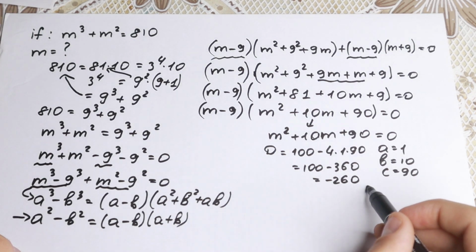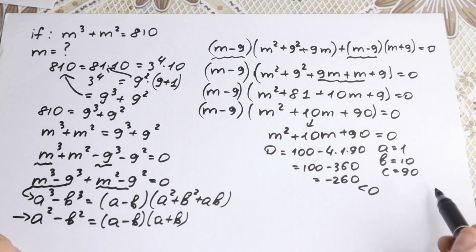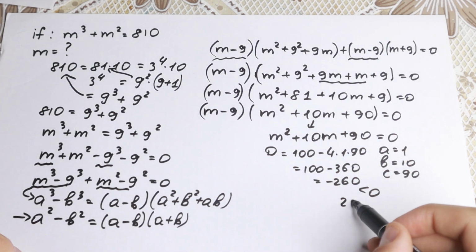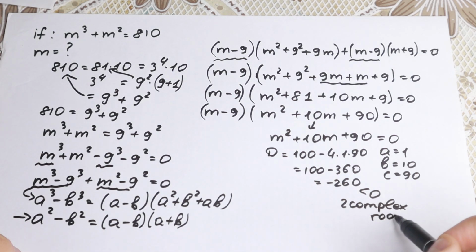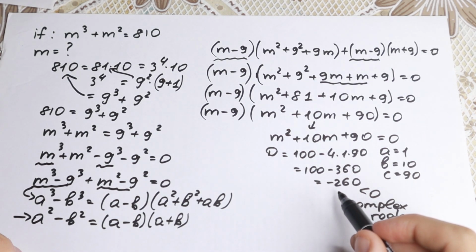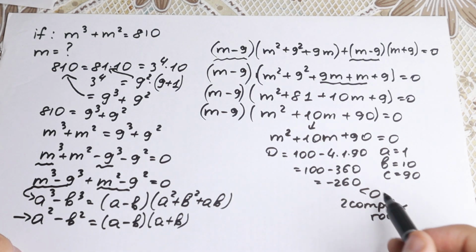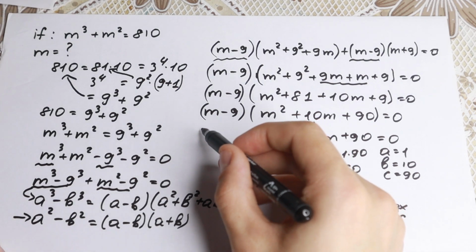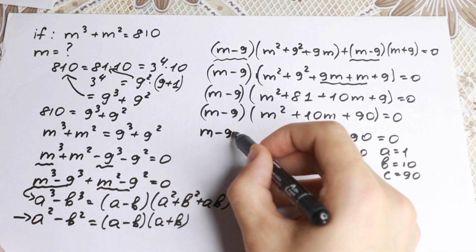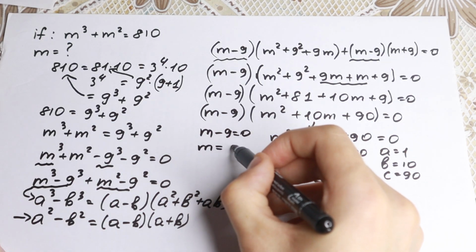And as you can see, this is negative. So right here, in this parenthesis, we will have two complex roots. Of course, we can easily simplify this a little bit and we will find our two complex roots. But I want to mention that right here we need to find real number roots. So m - 9 equal to 0, and from here m equals 9.